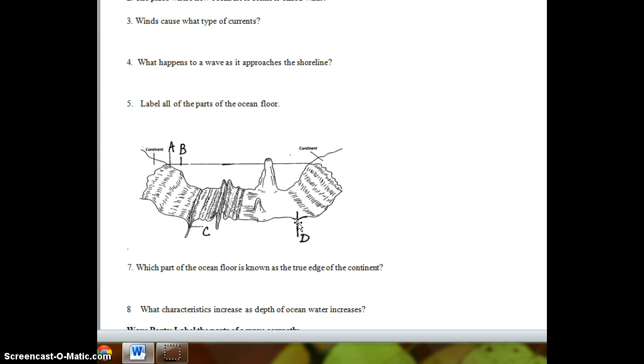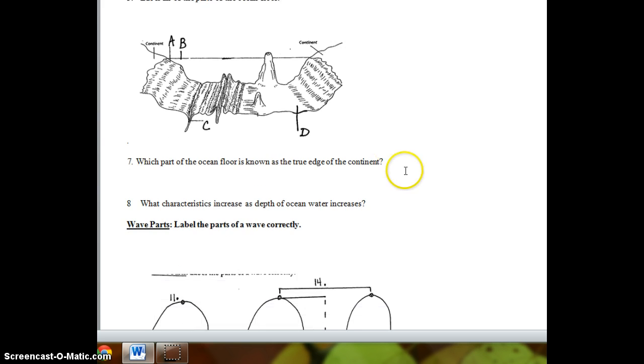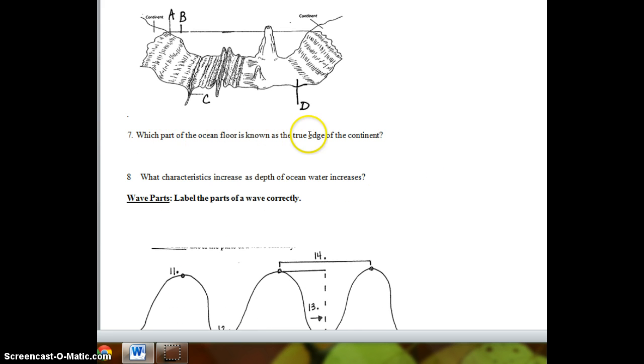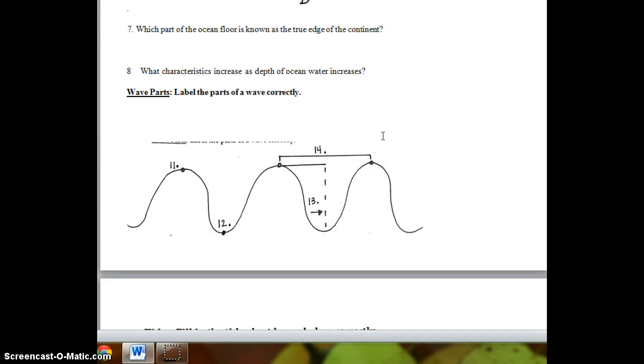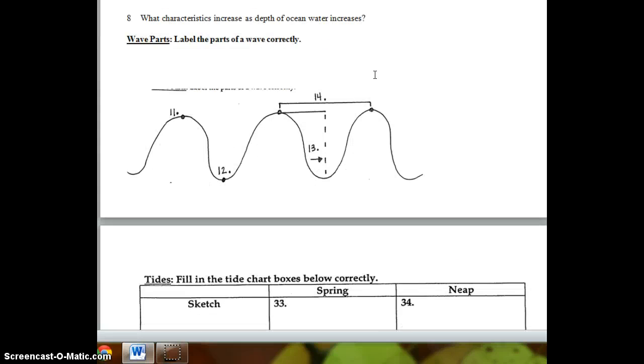D, this large flat area, is known as an abyssal plain. And then what's rising back up to the continent, this would be continental slope again, and up here would be part of the continental shelf. Number 7 says, which part of the ocean floor is known as the true edge of the continent? That's the continental slope. Number 8, what characteristics increase as the depth of the ocean water increases? The salinity, the pressure, and the density all increase, while the temperature and the sunlight decrease.